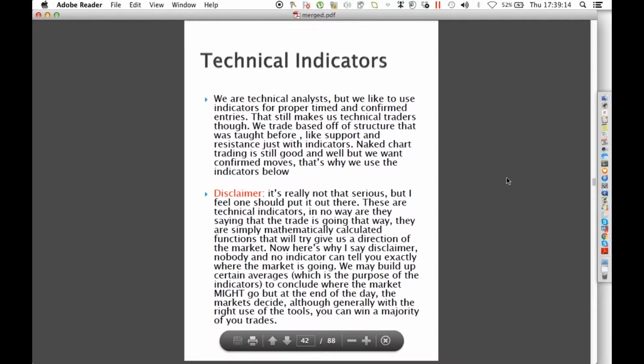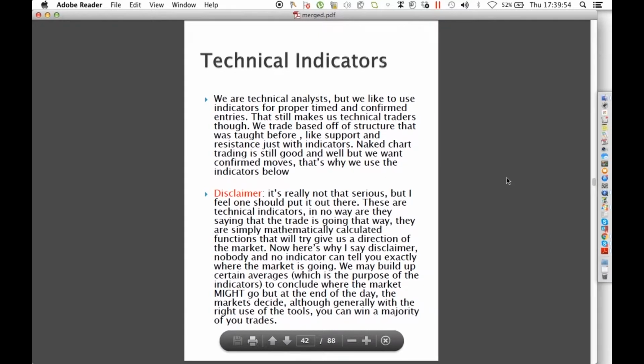So, disclaimer. It's really not that serious, but I feel one should put it out there. These are technical indicators, and in no way are they saying where the trade is going. They are simply mathematically calculated functions that will try to give us a direction of the market. Now here's why I say disclaimer. Nobody and no indicator can tell you exactly where the market is going. We may build up certain averages, which is the purpose of the indicators, to conclude where the market might go. But at the end of the day, the market decides.